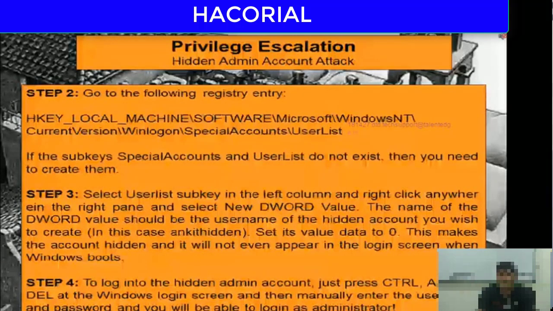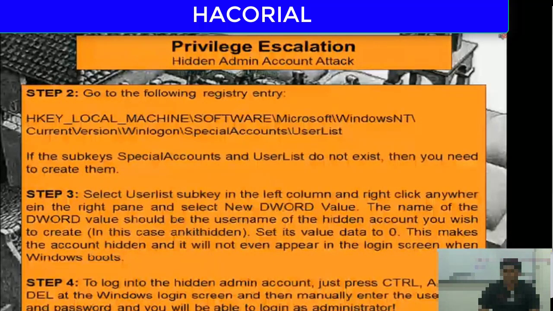Now you got to go to the following Windows registry entry. Let's wait for that to get displayed. So go to the following Windows registry entry, and there will be a sub key called special accounts and user list. If they don't exist, then you got to create them.